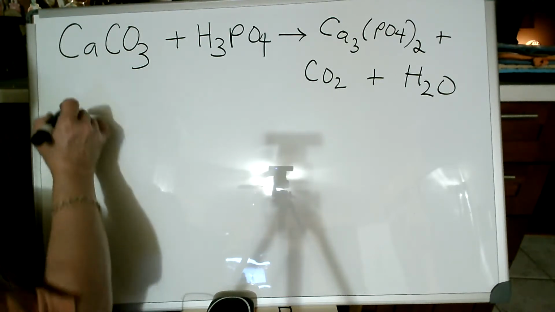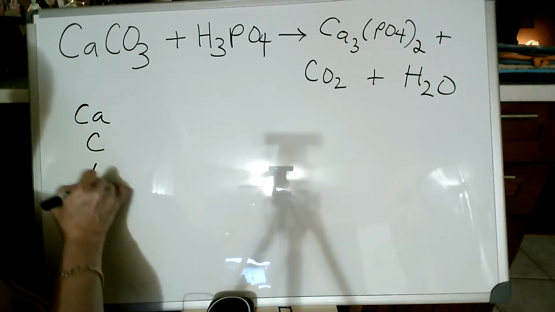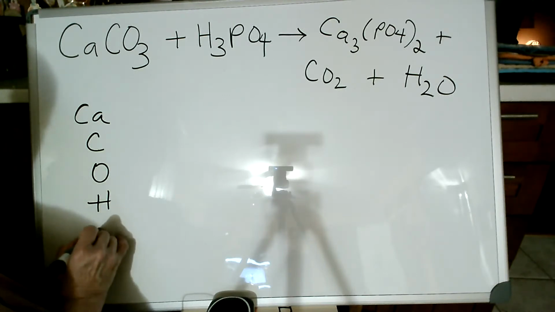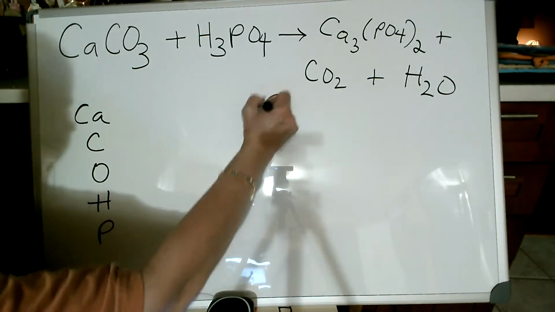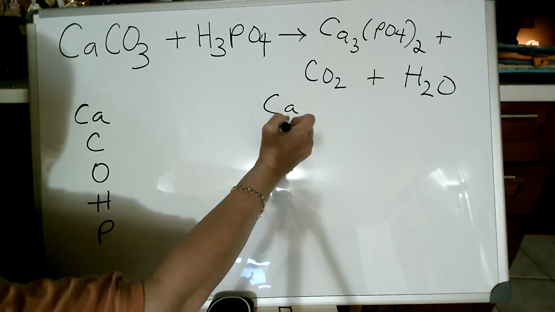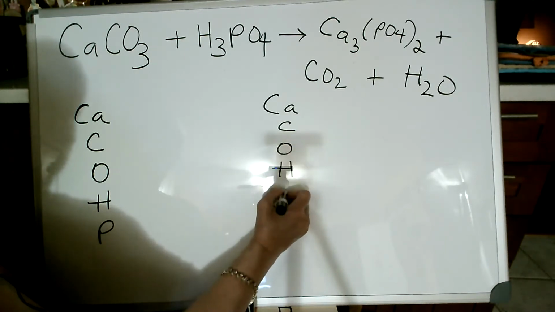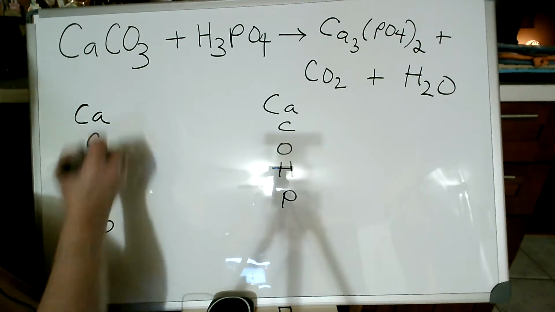All right, so we're going to list them: calcium, carbon, oxygen, hydrogen, phosphorus. We don't have to write oxygen again. And on the other side, in the same exact order, even though they don't appear that way, we're going to write them as well. All right, now we got to take inventory.